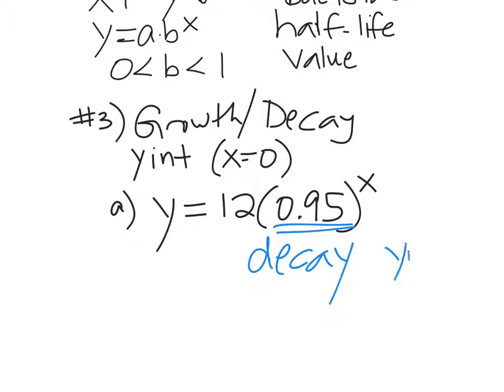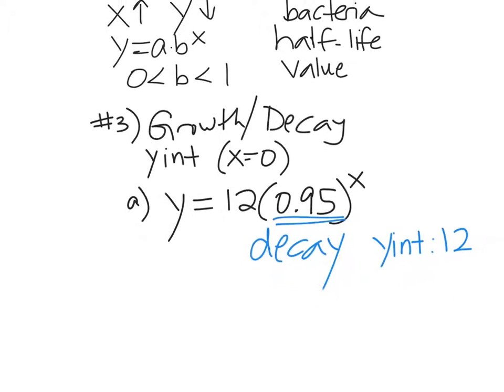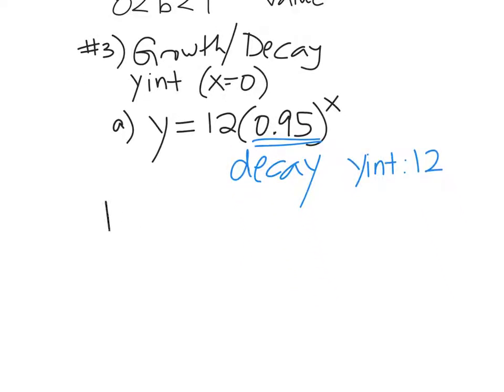And the y-intercept would be what? You can do this in your head. The y-intercept is to let x equal 0. 0.95 to the 0 is 1 times 12. Y-intercept is 12. What's wrong? It is weird, I know. You don't like that. All right, how about this one?